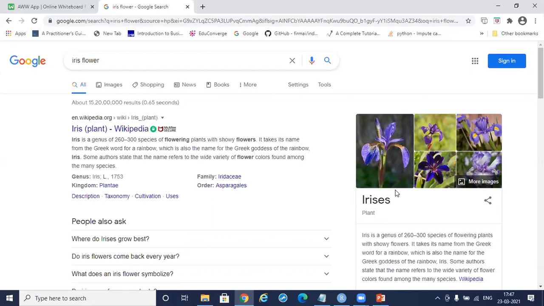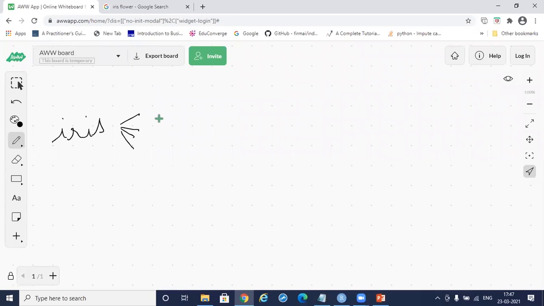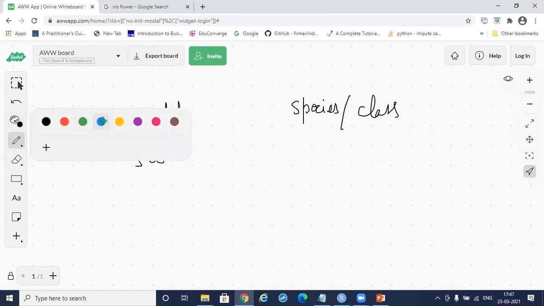It's petal length, petal width, sepal length, sepal width. So those measurements are present in the iris data set. This iris data set has petal length, petal width, sepal length, and sepal width. These 4 columns are present, and there is one more column, the species or class name. So basically, iris has 3 classes.